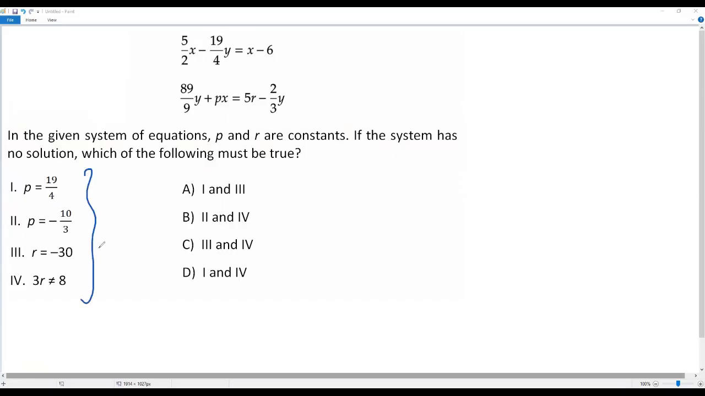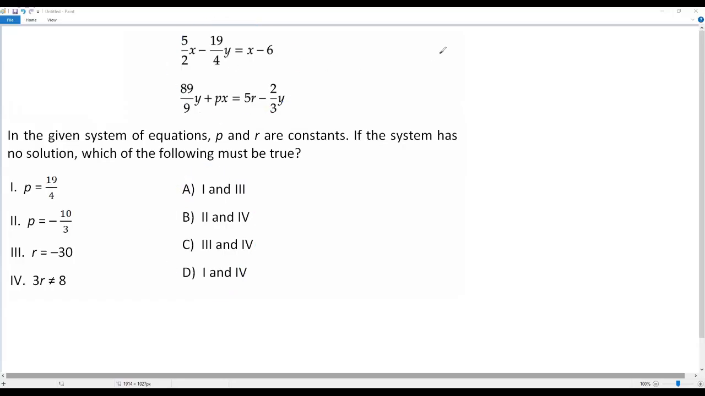Here we have four statements about the given system of two linear equations. In the given four statements, we have to identify the statements which are true, and here we have four answer choices. Okay, to solve this problem, in our first step, we can write the given two linear equations in standard form.